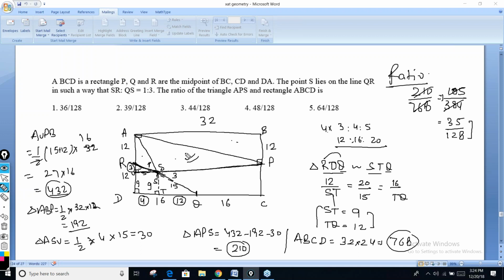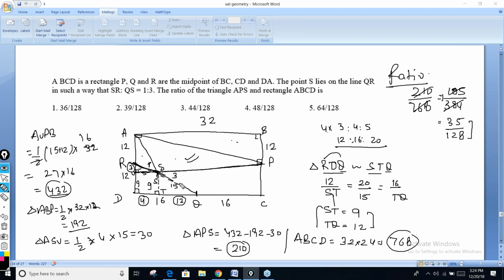Still something I have missed. So I'm getting 35 upon 128 instead of 36, or something else was the answer. Okay, might be I have missed something in this question. This is 3, till now it looks okay to me.